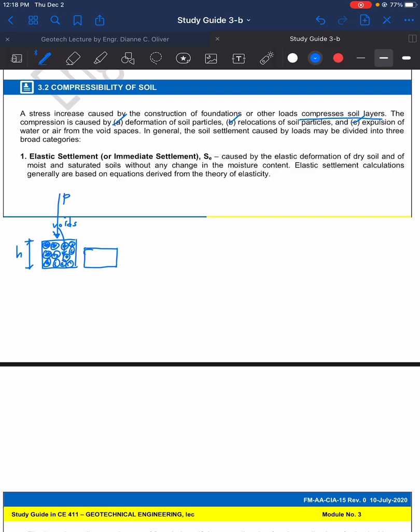For example, it flattens out like a pancake. Thus, in this volume of soil particles, there exists a change in height. This change of height is our settlement or the compression of the soil layer. So this is due to deformation of the soil particles. Now, the second one is the relocation of soil particles.